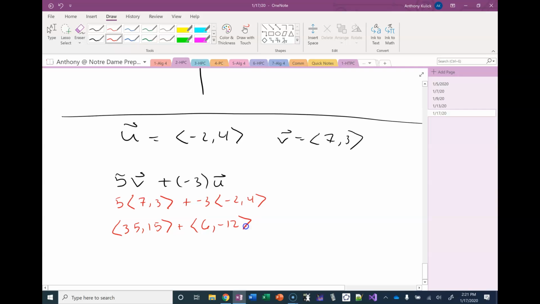So there's that. And there's that. What do you guys think? Pretty easy, right? That's the beauty of working with things in component form, is it's just the algebraic, right? Everything works kind of as we'd hope it would.